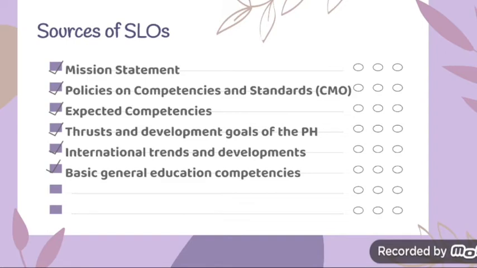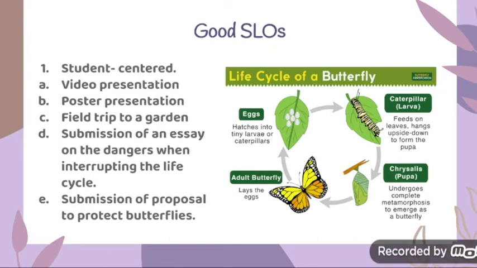What about the characteristics of good student learning outcomes? First and foremost, they should be student-centered. And when we speak of student-centered, it should be in line with the interests of our students. And they have to know it from the simple to more complicated things.